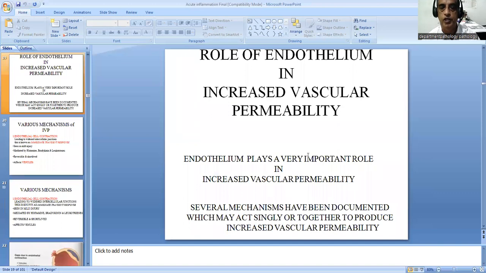So during inflammation, there is a change in the endothelium which contributes to increased vascular permeability. It has a very important role in increasing the vascular permeability during inflammation, consequently leading to a good inflammatory response. So several mechanisms have been proposed for this, which are the changes which take place in the endothelium to produce this increased vascular permeability. Let's take a look at them one by one.